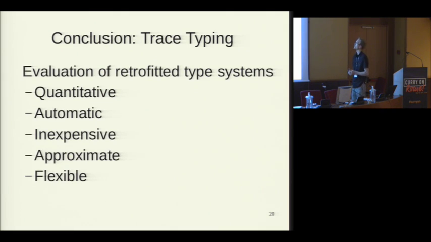Okay, so to conclude on all this, we have presented trace typing as an approach for evaluating retrofitted type systems, and we do so in a quantitative way, comparing the number of type errors, and the approach is automatic. There's no need for manual type annotations, and it's inexpensive in practice to implement different type system variants, but it comes at the cost that it's approximate. But our evaluation shows that the approximations are actually good. And lastly, it's a very flexible approach in a sense that we did 3 very different experiments with the framework.